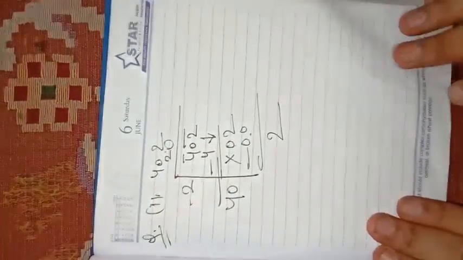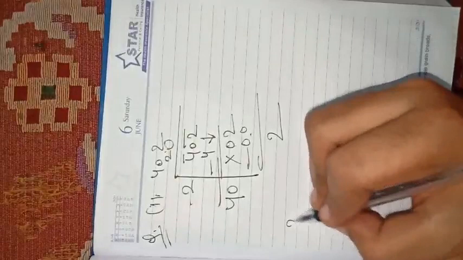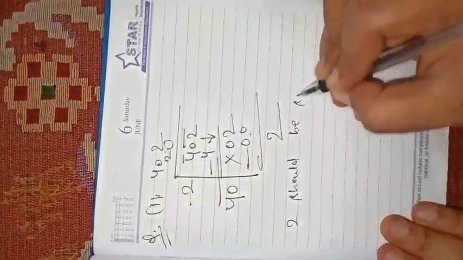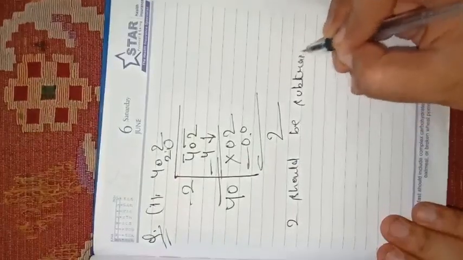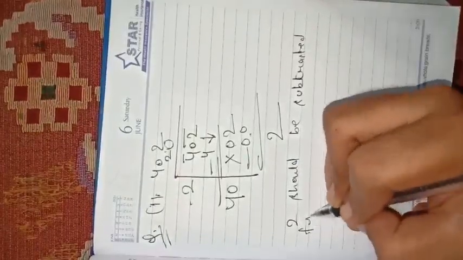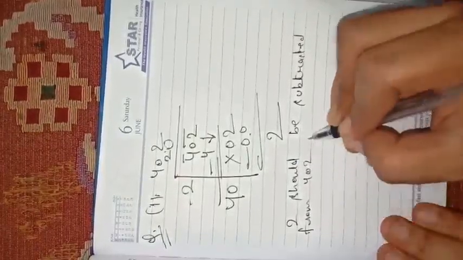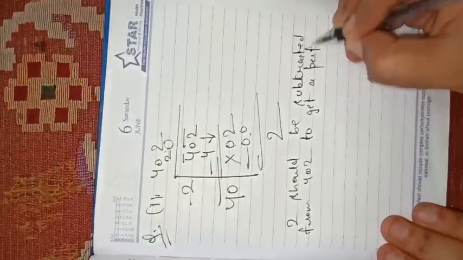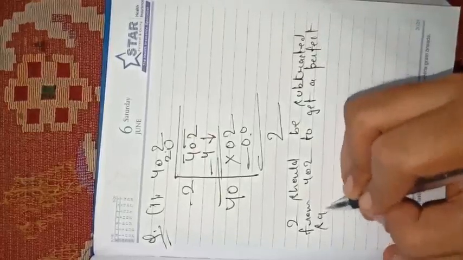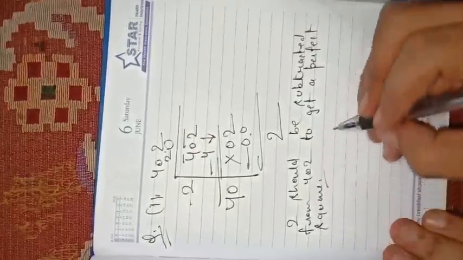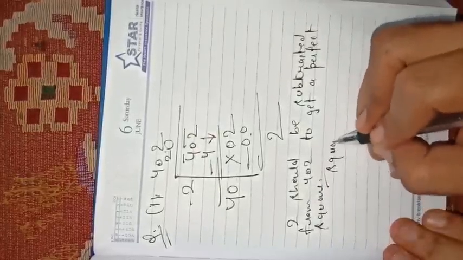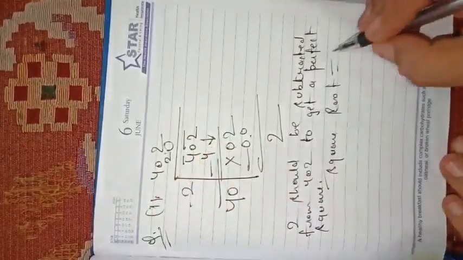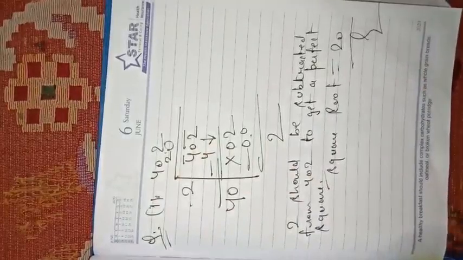So what is the remainder? 2. 2 is the remainder. So 2 should be subtracted from 402 to get a perfect square. And what is the square root of the resultant number? So the square root is already written there, as you can see, 20 is the square root of the resultant number.